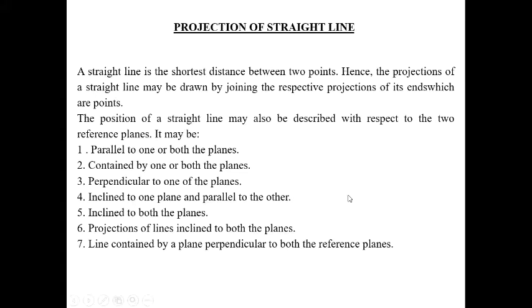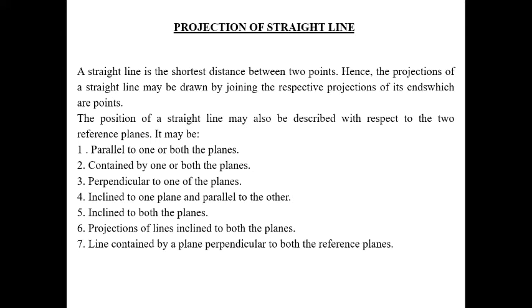Now we do the projection of the straight line. A straight line is basically the shortest distance between two points. So the projection of the straight line may be drawn by joining the respective projections of the end points. The position of the straight line may also be described with respect to the two reference planes.